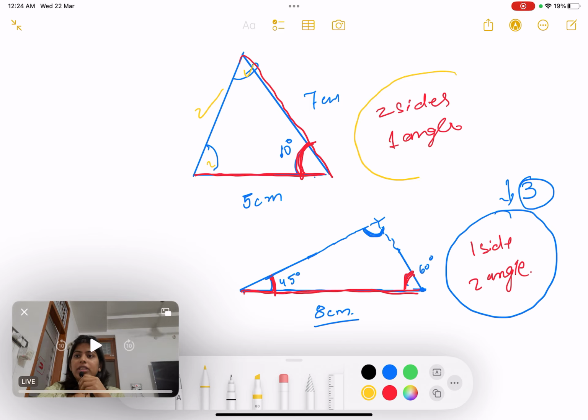So there are only three parameters which we have to determine for a triangle. That's the case, and that's the case always.